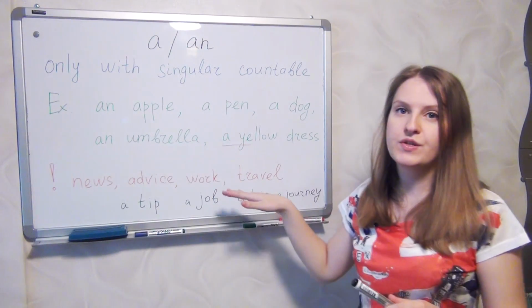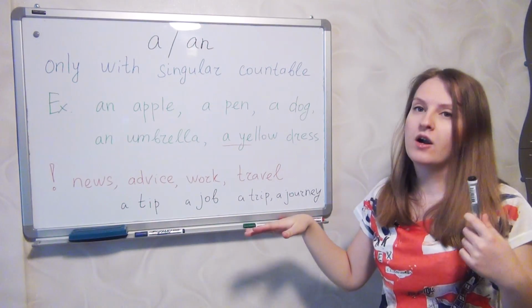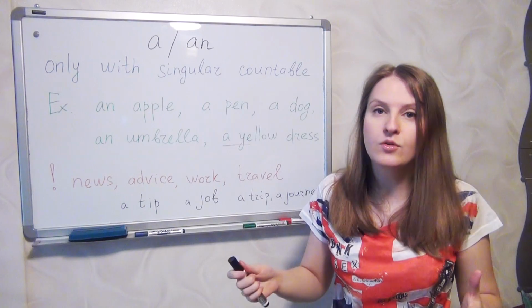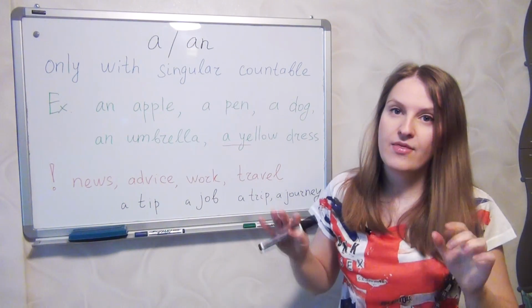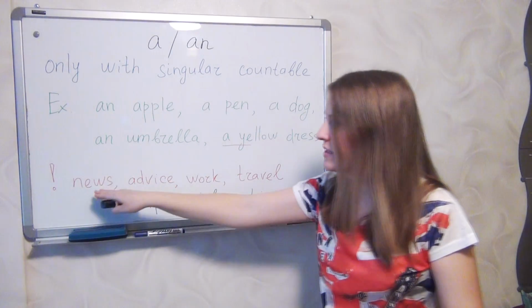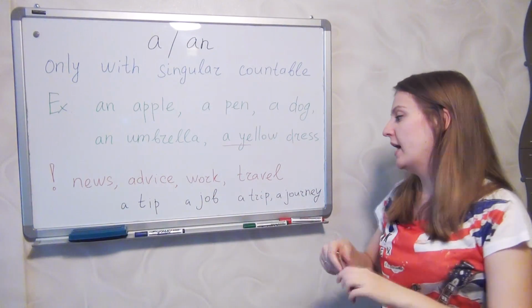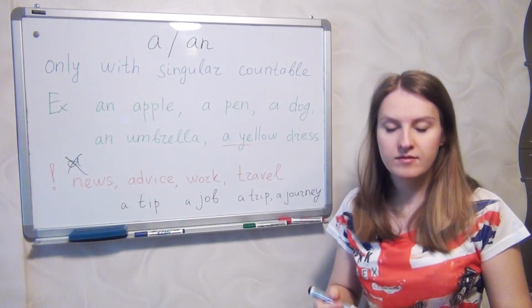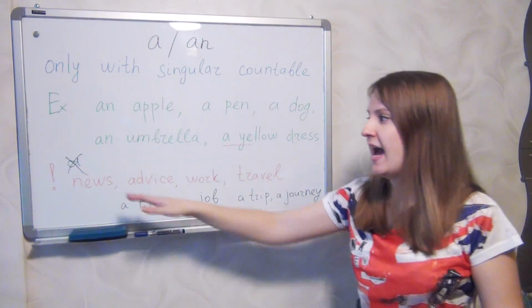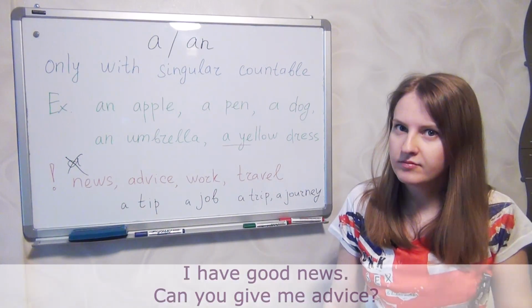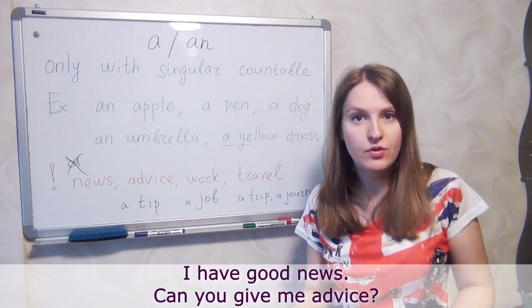Now, what are these? These are words which are uncountable. However, in some languages, they are countable. You can count them. That's why we need to remember them very well. So news is uncountable. That's why we never use "a" in front of it. So you can't say, I have a good news. Never. It will be wrong. So say, I have good news.